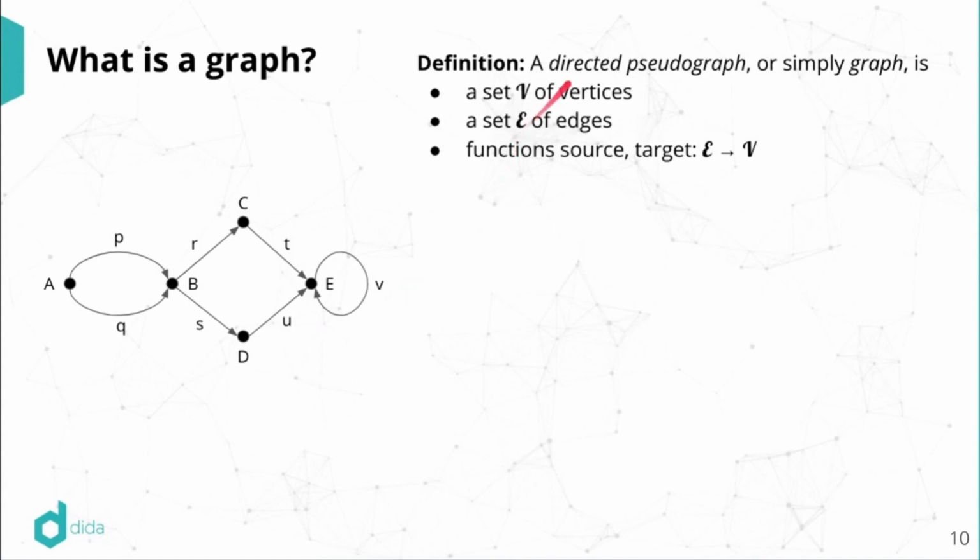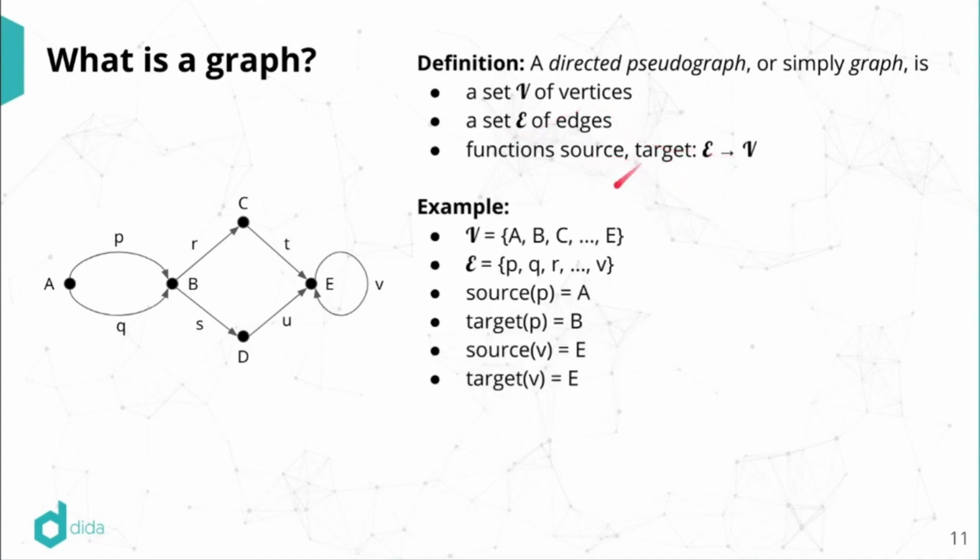So a graph is given by a set of vertices that I'll denote curly V, then a set of edges that I will denote curly E, and then two functions from E to V that I call source and target. Okay, so in my example, the set of vertices would be a, b, c, d, and e. The set of edges would be these small letters p, q, up to v. And then say, if I take my edge p here, its source is the node a, its target is the node b. And if I look at my edge v, its source is the node e, and its target is also e. Okay, so that's it.